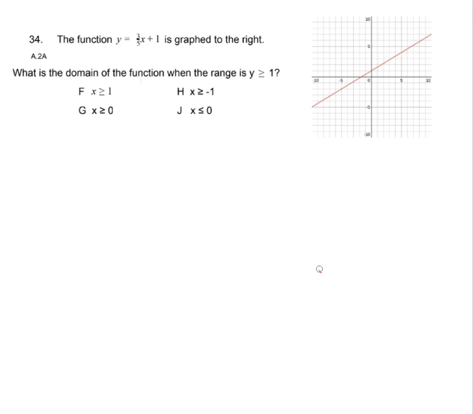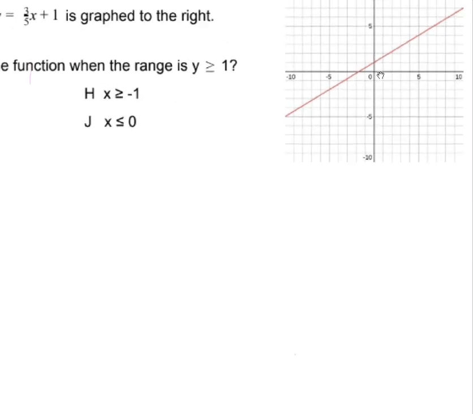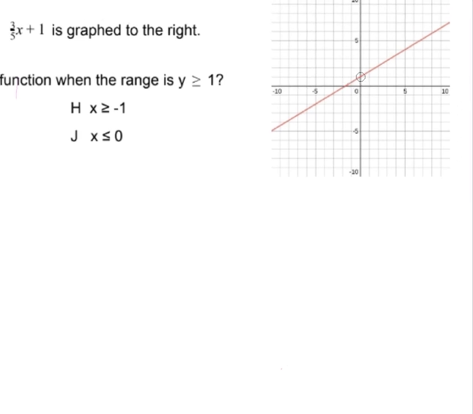Okay. So this one here, it says the function y is equal to 3/5 x plus 1 is graphed to the right. What is the domain of the function when the range is y is greater than or equal to 1? So when the range is y is greater than or equal to 1 is what we want to be looking at here. And I'm going to change my color a little bit just to help. And y is greater than or equal to 1. At this point, y is equal to 1, right? My y value at this point is equal to 1, right?